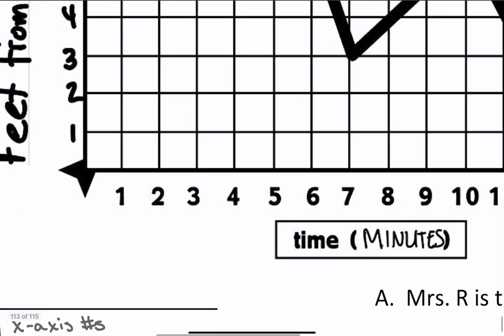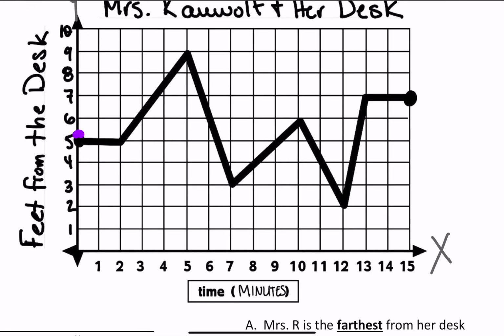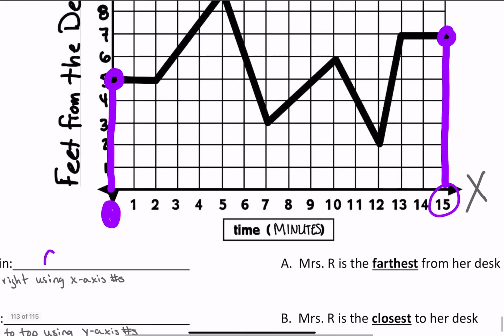So when I look at this graph here, the leftmost part is right here with a closed dot, and that's at time 0. The right has a closed dot, and using that x-axis, its number is 15. So I go from 0 to 15 using closed brackets because they are closed dots. Okay? All right, I'm going to erase those purple marks.